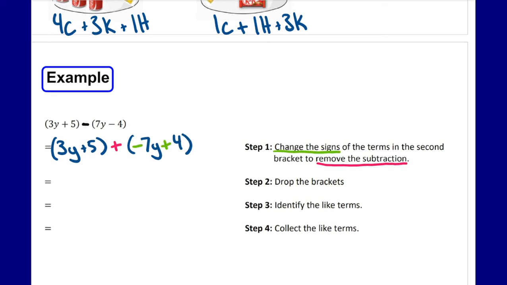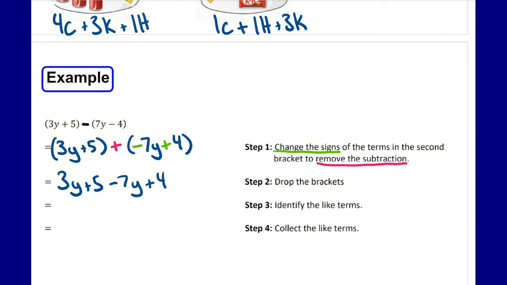By changing the signs in the second bracket. Now that I've changed the signs and it's no longer subtraction between them, it's addition, I can follow the rules for adding, which means we just drop the brackets. So 3y plus 5 minus 7y plus 4. I drop the brackets, rewrite it as I see it.